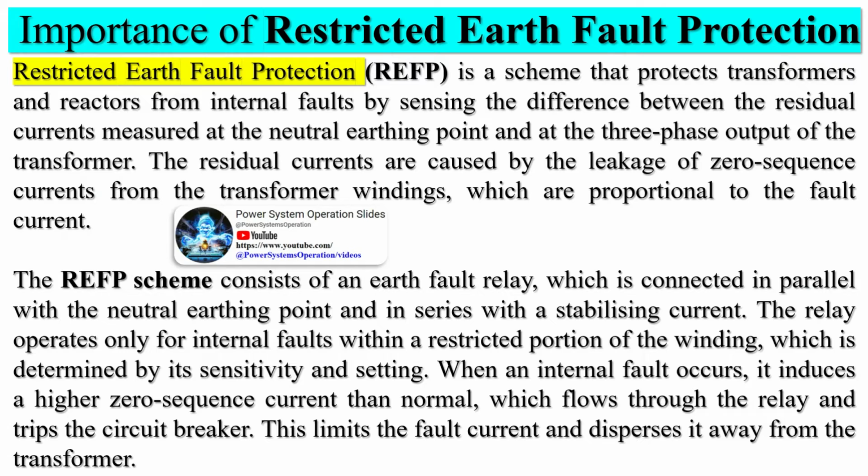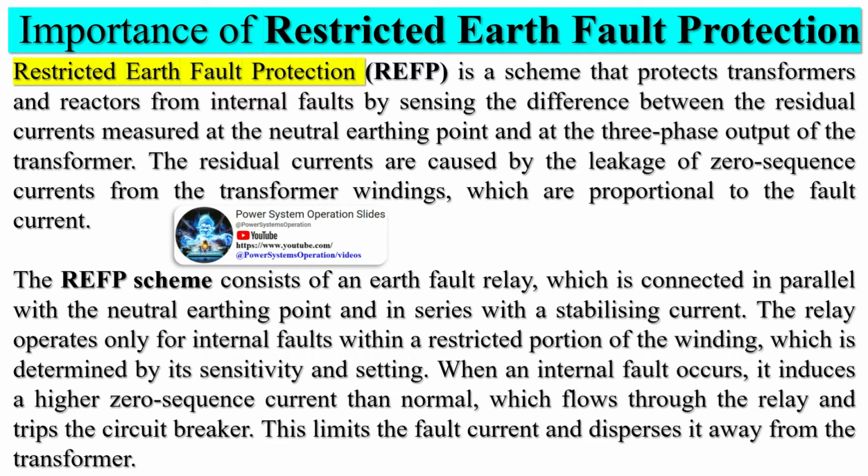Importance of restricted earth fault protection. Restricted earth fault protection, REFP, is a scheme that protects transformers and reactors from internal faults by sensing the difference between the residual currents measured at the neutral earthing point and at the three-phase output of the transformer. The residual currents are caused by the leakage of zero-sequence currents from the transformer windings, which are proportional to the fault current. The REFP scheme consists of an earth fault relay, which is connected in parallel with the neutral earthing point and in series with a stabilizing current.